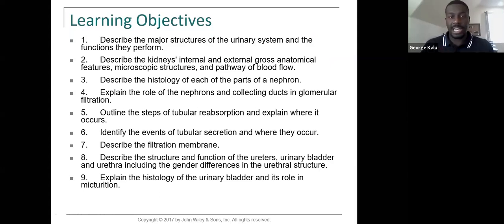What we're going to do today is take a look at the major functions of the urinary system. We'll look at the kidneys and how they are responsible for regulating your blood composition and producing urine in the process. Then we'll look at the different functions that take place inside the kidney, specifically inside the nephrons: filtration, reabsorption, and secretion. Then we'll look at the rest of the urinary system and its functions. At the last component, we'll look at how urination actually occurs. So that's the game plan.